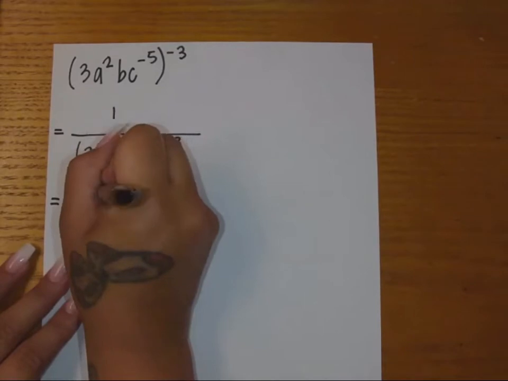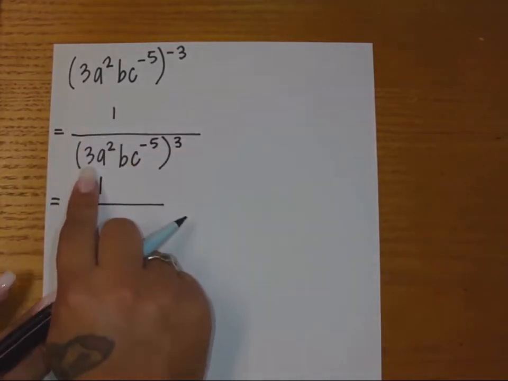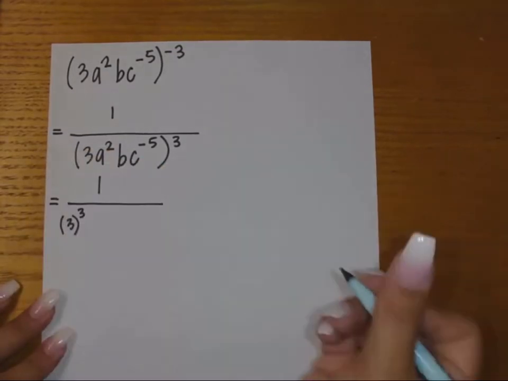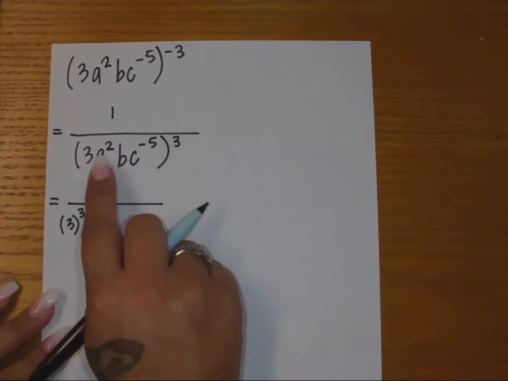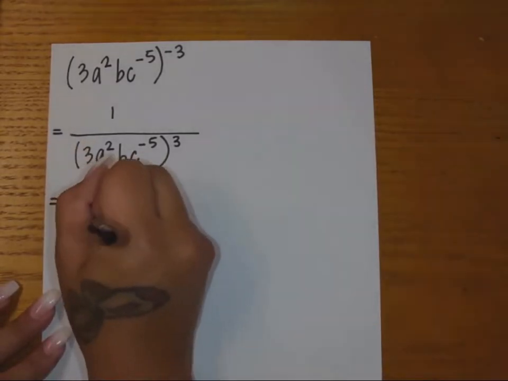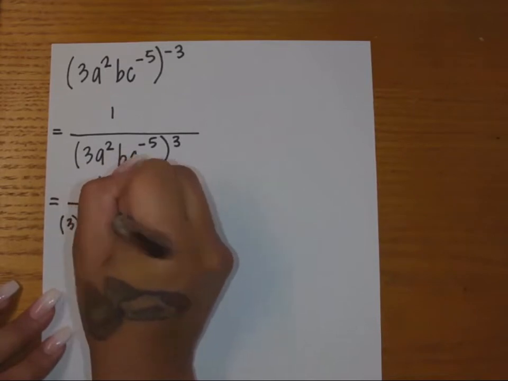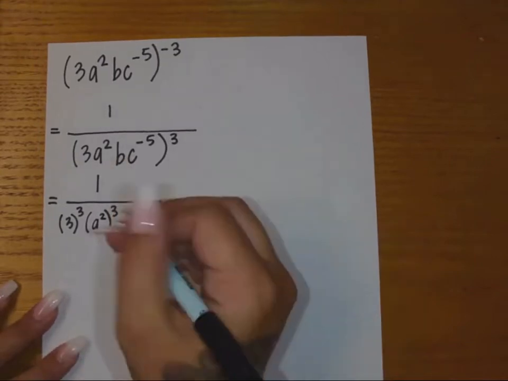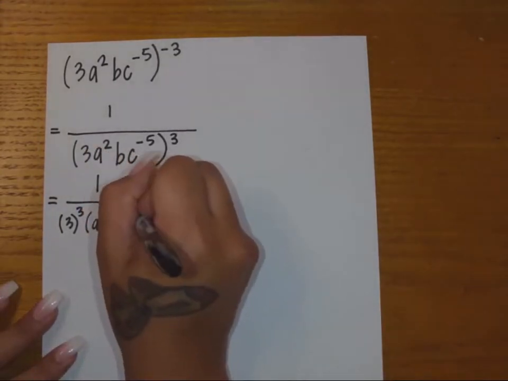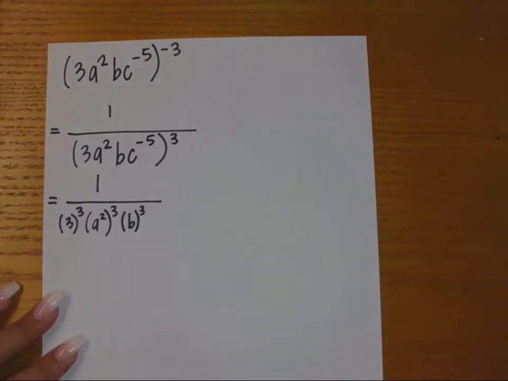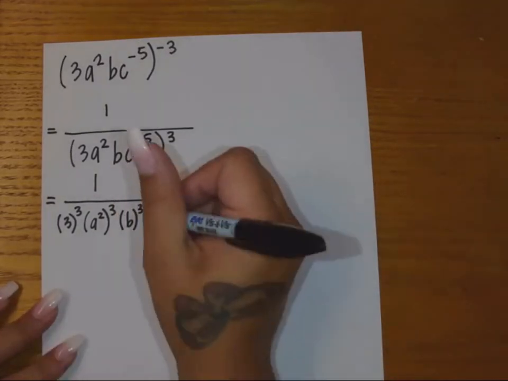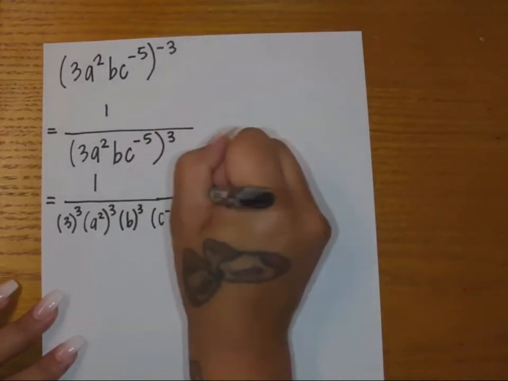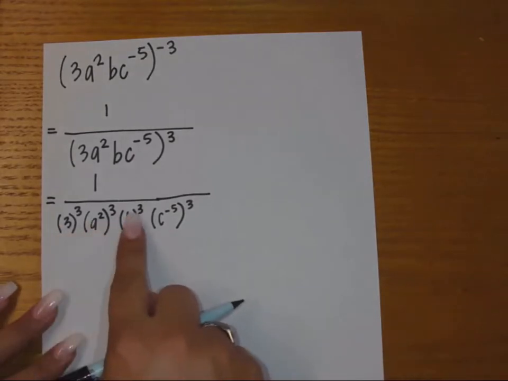So let's do 1 over, even your coefficient is going to be in parentheses, 3 cubed. And then if you scoot over to your next term, I have an a squared. So we have in parentheses a squared, raised again to the third power. And then right here I have a b raised to the third power. And then lastly, I have a c to the negative 5 power, and I'm going to raise that to the third power. Okay, so let's actually evaluate each of these.